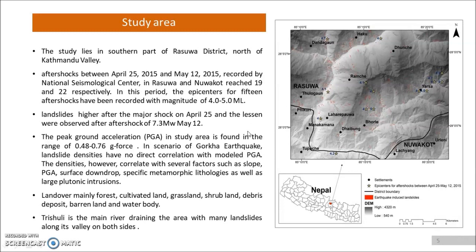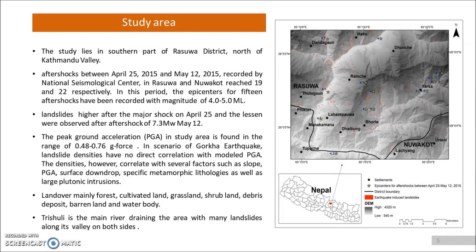As we said, we collected the events after the two dates, the 25th of April and the 12th of May. The peak ground acceleration found in the study area is around 0.5 to 0.8 g, and in this scenario the landslide density has no direct correlation with the PGA.